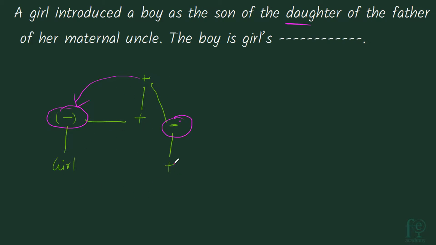But here we can say it cannot be determined. It can be either brother or cousin. So our answer is it cannot be determined. It can be brother or cousin. So cannot be determined will be our answer because it's not clear whether she is the only daughter or she is the sister. So here only daughter or sister is not clear. So this boy can be either the brother of the girl or cousin. So cannot be determined will be our answer.